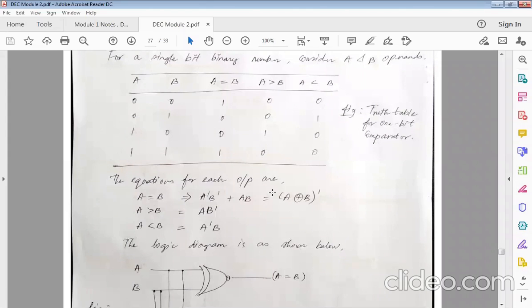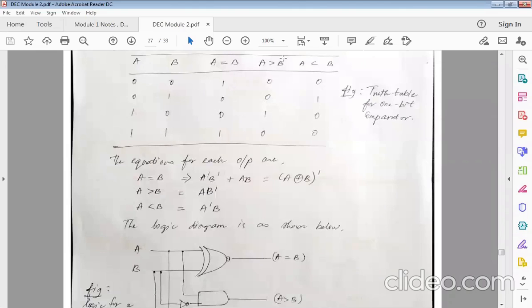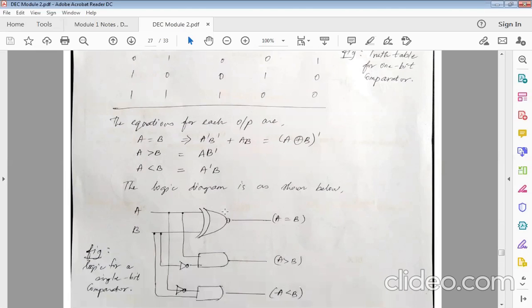Okay. Fine. Now, once I have this truth table generated, it's easy for me to get the equation, right? So wherever I have 1, those are my outputs. So 1 is at A bar B bar plus AB, right? So that's nothing but your XNOR. Then for A greater than B, you have A B bar, and for A less than B, it's corresponding to A bar B. Any confusions here, students? Till here? Is it fine?